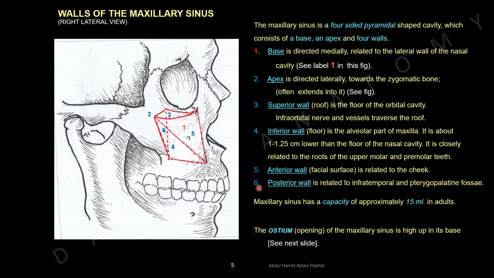Next is posterior wall. This tiny little space, number 6, is the posterior wall, facing posteriorly and related to the infratemporal and pterygopalatine fossa. Maxillary sinus has a capacity of approximately 15 ml in adults. The opening or ostium of the maxillary sinus is high up in its base. We are going to see this in next slides.